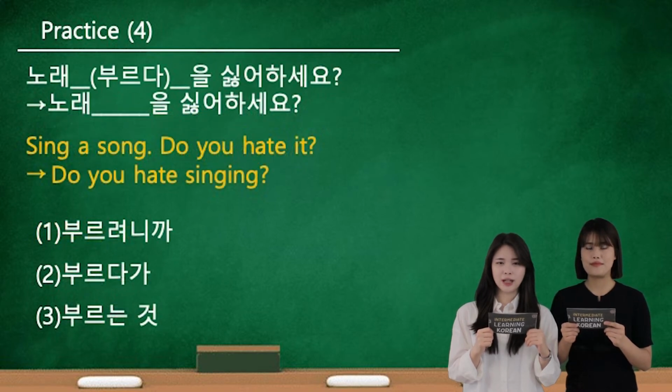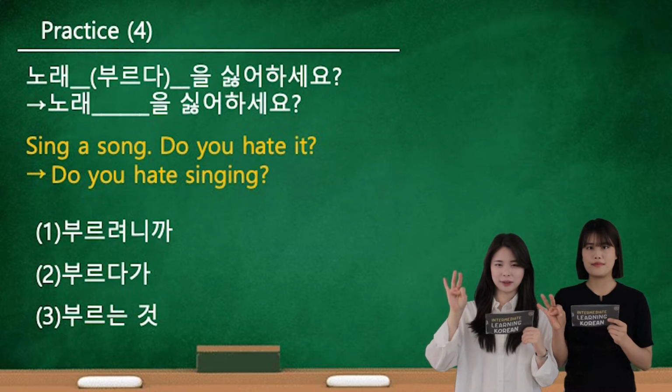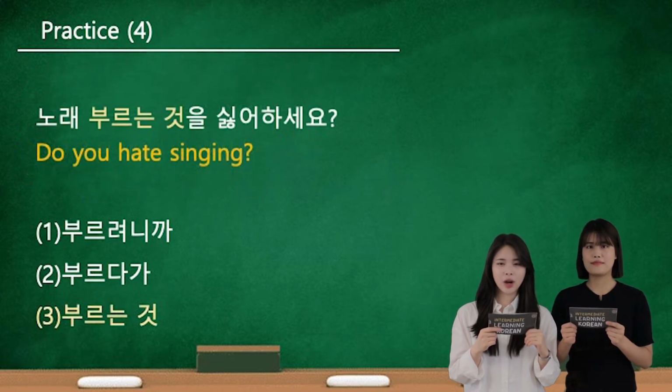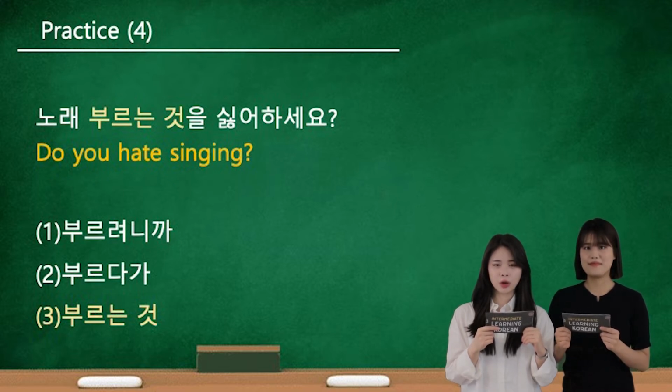Next problem. 노래 부르다 싫어하세요? Please make a sentence. I will give you 5 seconds. Yes, that's right. The answer is 노래 부르는 것을 싫어하세요? When we remove 다 from the verb 부르다 and add 는 것, it becomes 부르는 것.